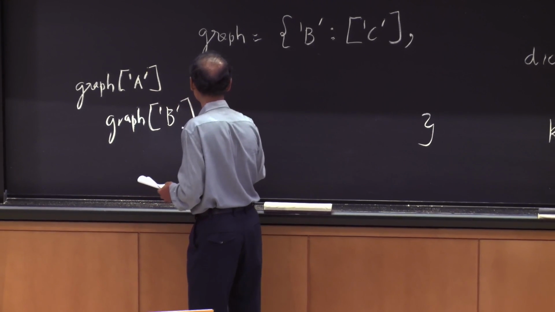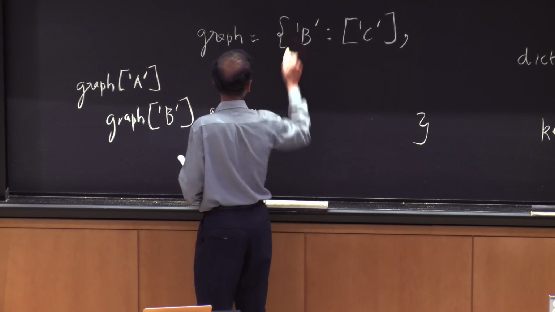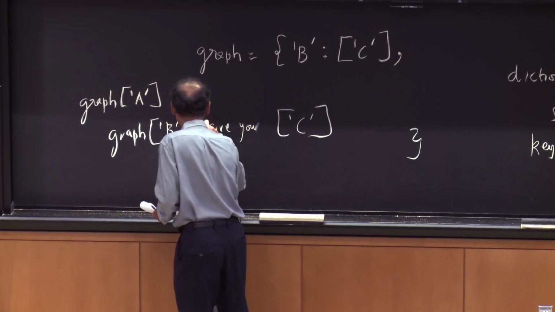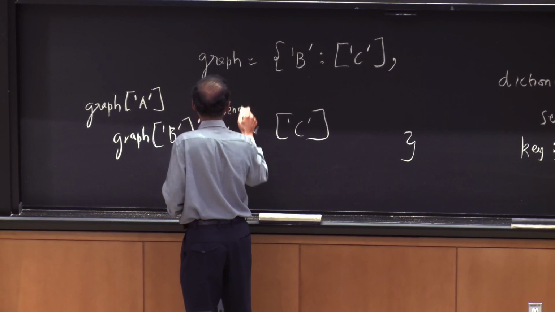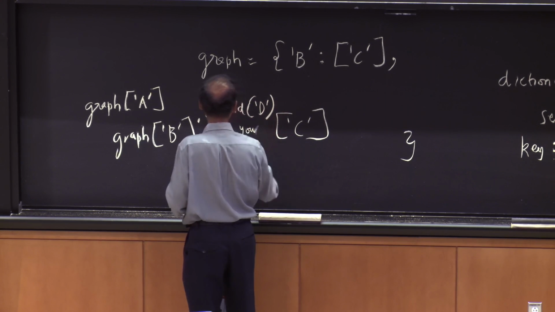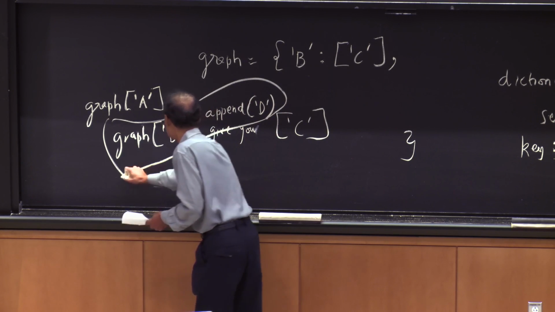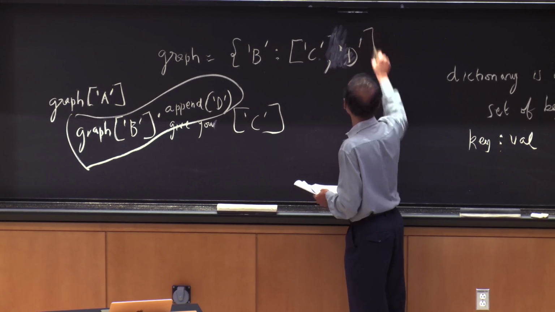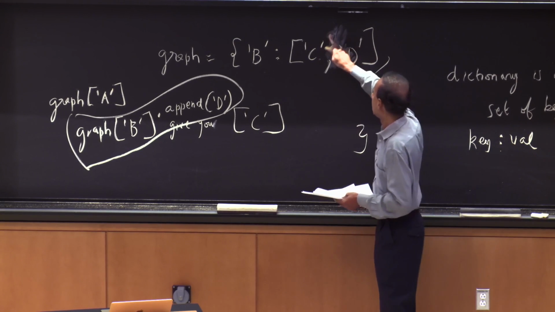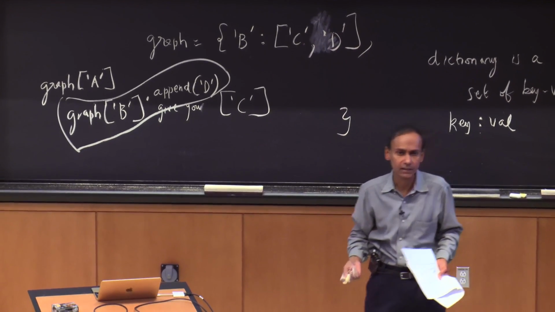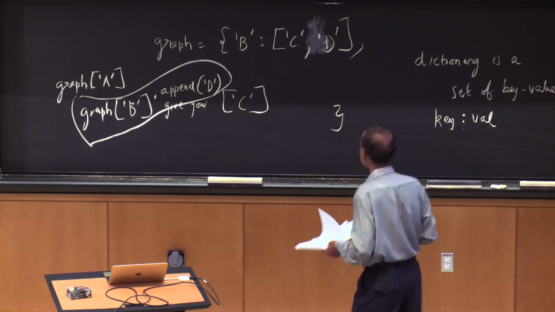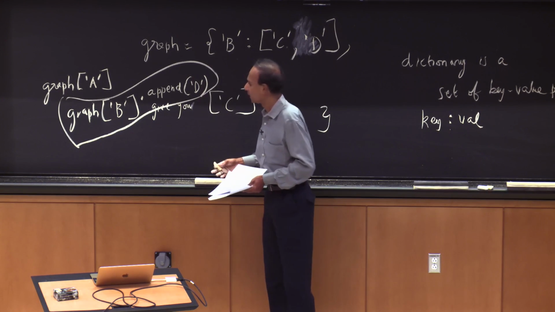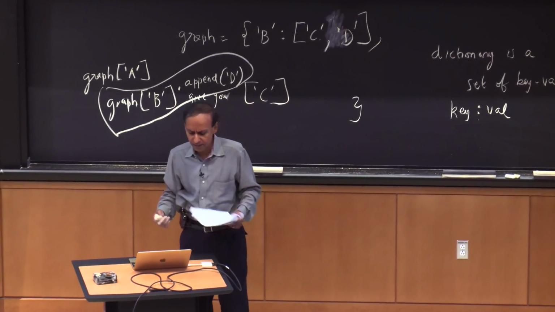So graph B would give you this list C, and you can say something like graph B dot append D. If you did that, that's effectively taking this and adding D to it. So you could mutate the graph if you wanted. We don't have to do that in our code for bipartite graph checking because we're not mutating the graph. We're just traversing the graph. But you could certainly do that. So dictionaries are a pretty cool representation. Encourage you to learn about them. They're useful in many instances.